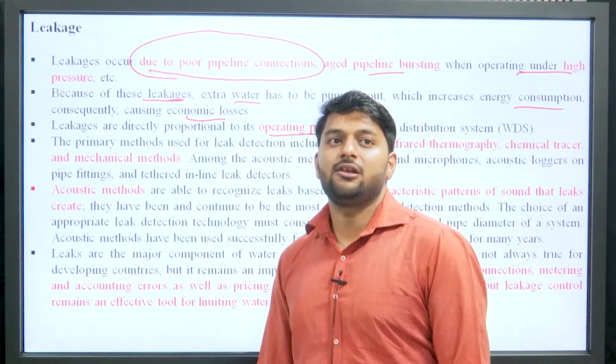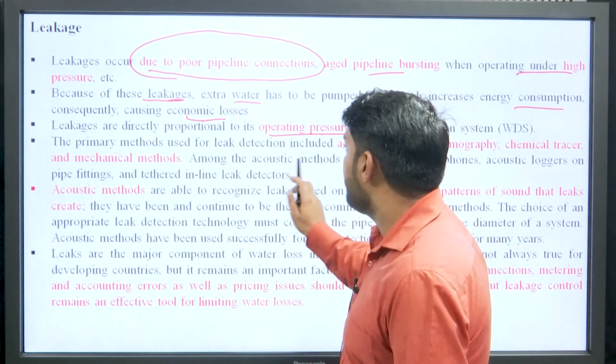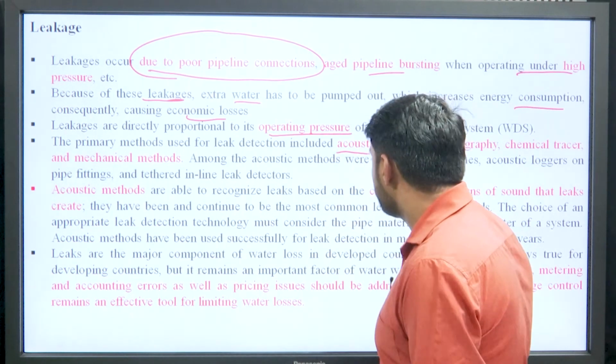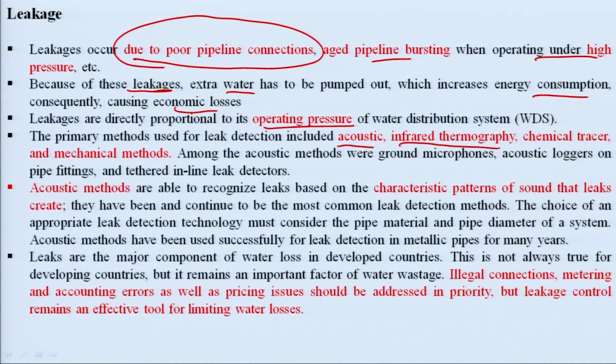How can we detect this leakage? This leakage can be detected by acoustics, infrared thermography, chemical tracers and mechanical methods. Among these methods, the most common method is the acoustic method. What are we going to do in this method? Basically, in this method the leakages are recognized on the basis of the characteristic pattern of sound that the leak creates.